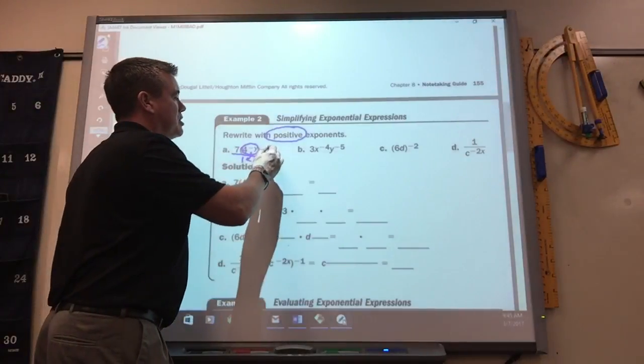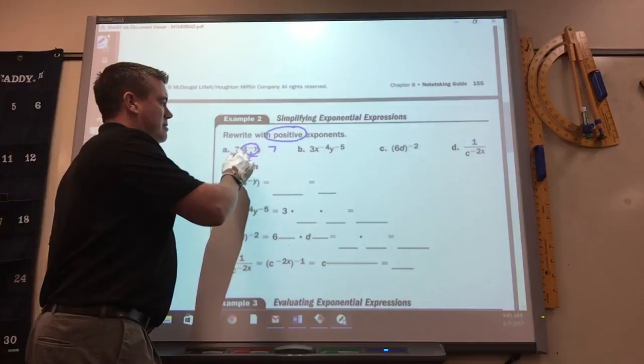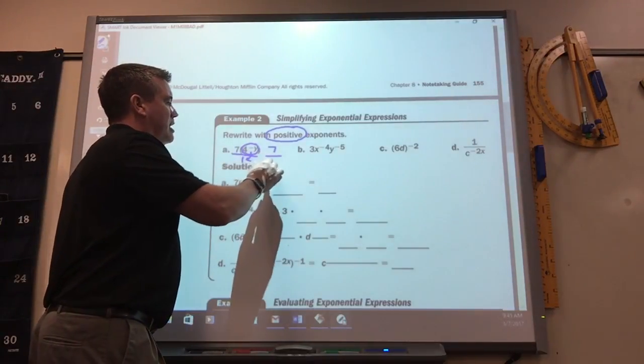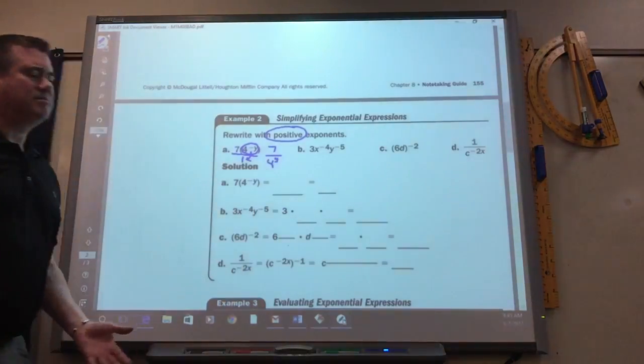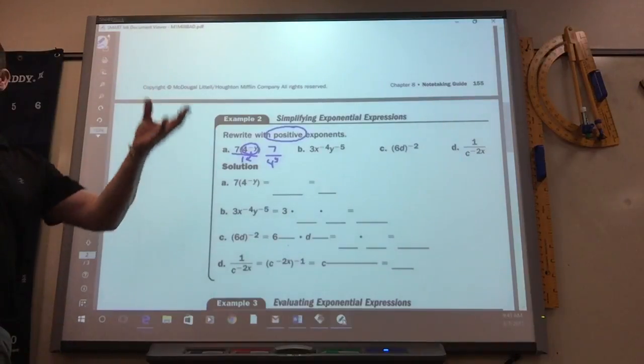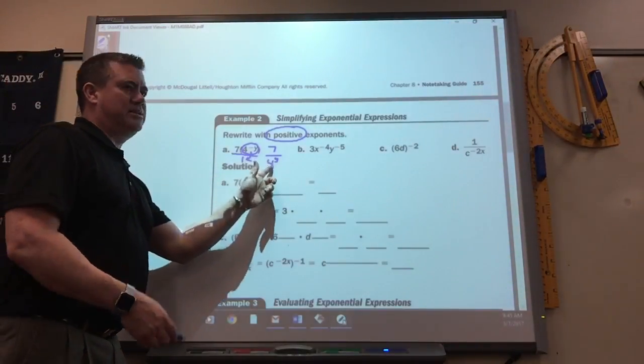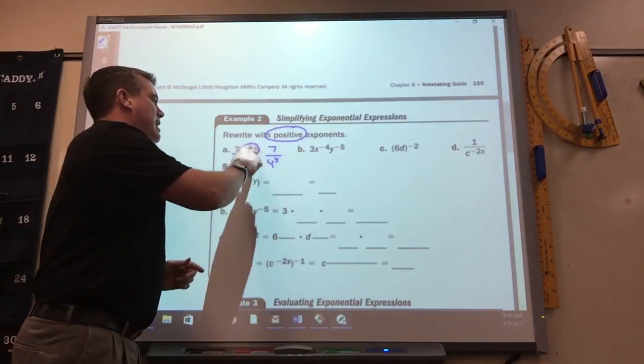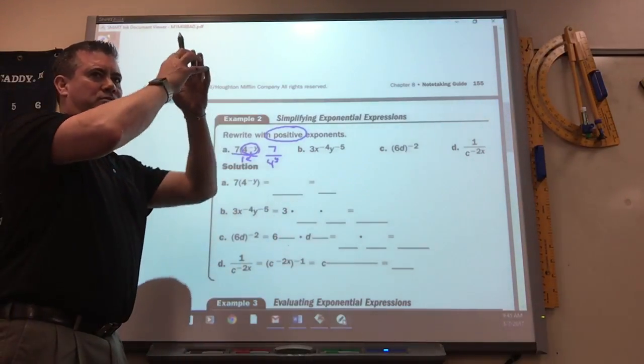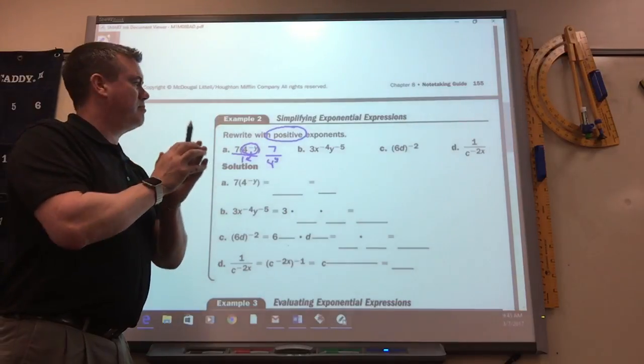So this 7 is just going to stay where it's at, and this is going to move underneath and change that. That's all it is, just moving stuff around. But the key is you got to remember, a lot of times people change the sign of the number too. It's just the exponent that changes when you move it from top to bottom or bottom to top.